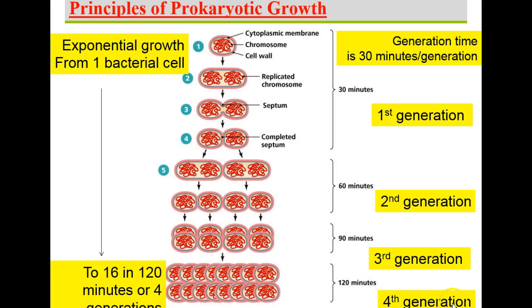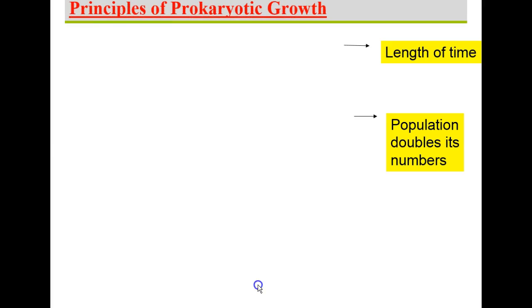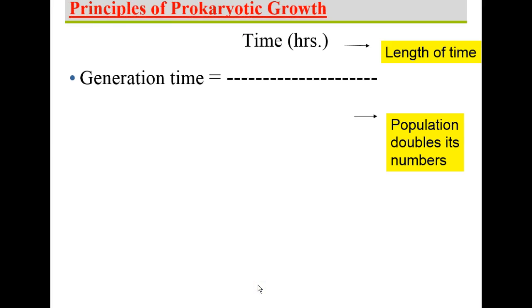During the fourth generation, which occurs at the next 30-minute interval, the population doubles in numbers again, going from 8 cells to 16 cells. So again, generation time is the length of time that it takes for a population of bacteria to double in numbers or to go through a generation.